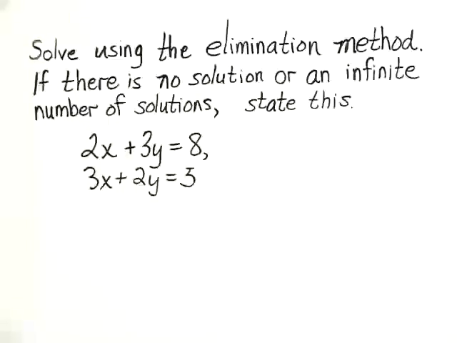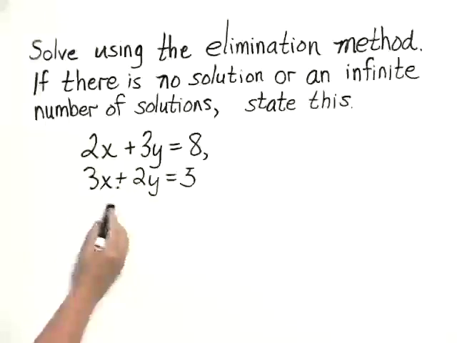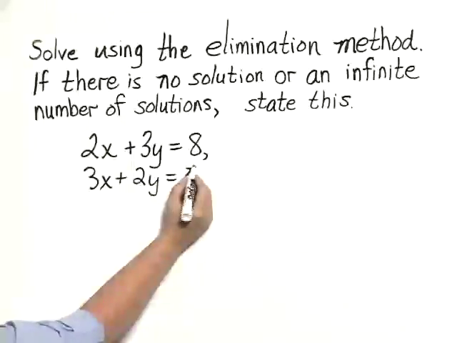Solve using the elimination method. If there is no solution or an infinite number of solutions, state this. We have the system 2x + 3y = 8, 3x + 2y = 5.